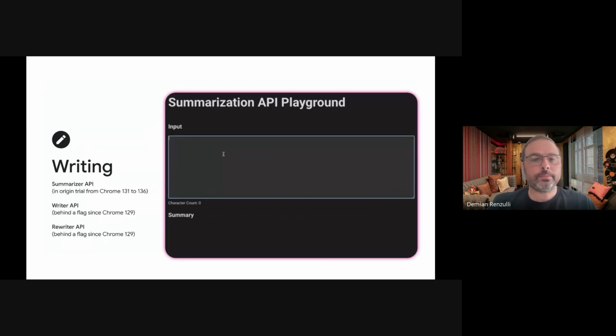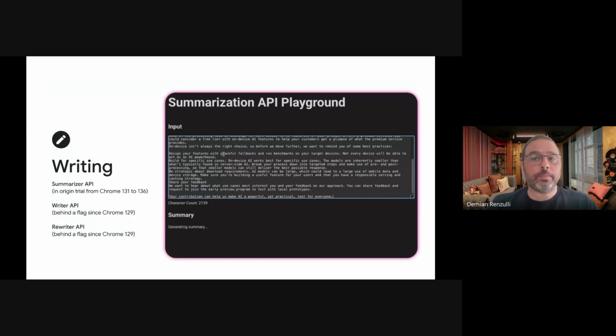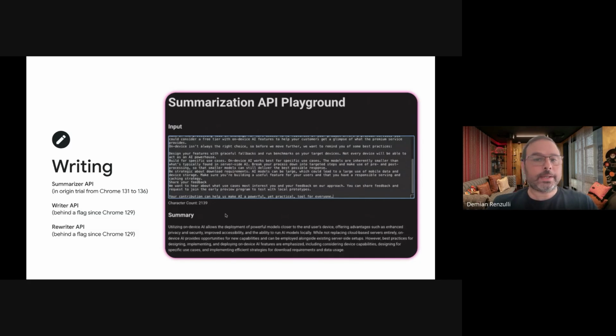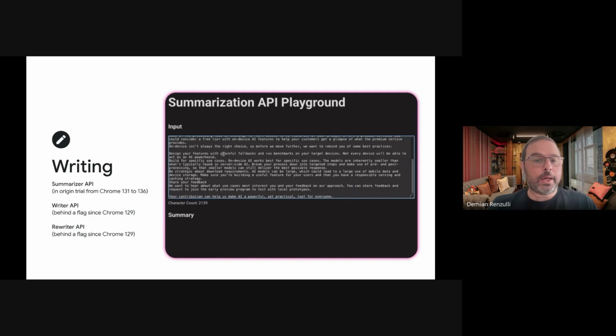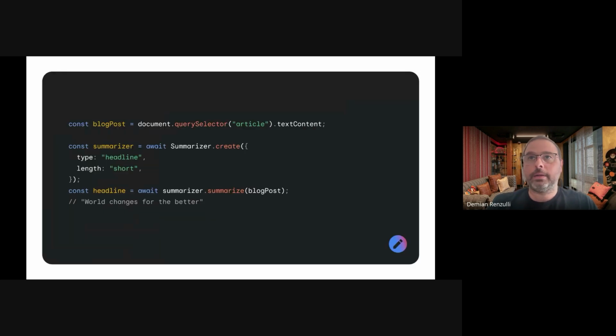So next, after the prompt API, which is pretty broad, there's a family of the writing assistance APIs. Concretely, it consists of the summarizer API, which is in origin trial. And then we have the writer and the rewriter API, which are both behind the flag.